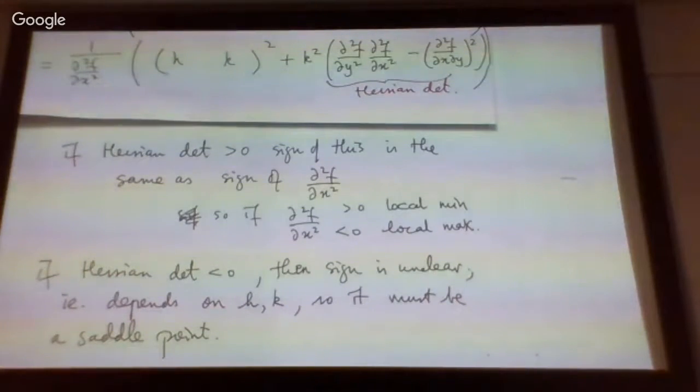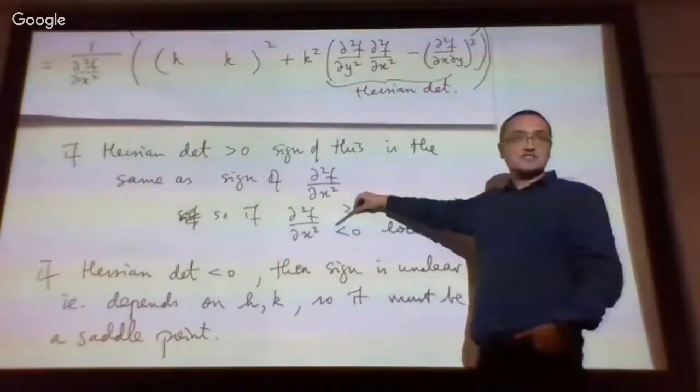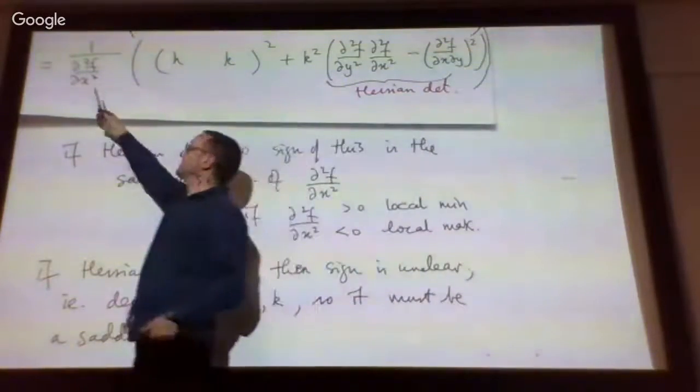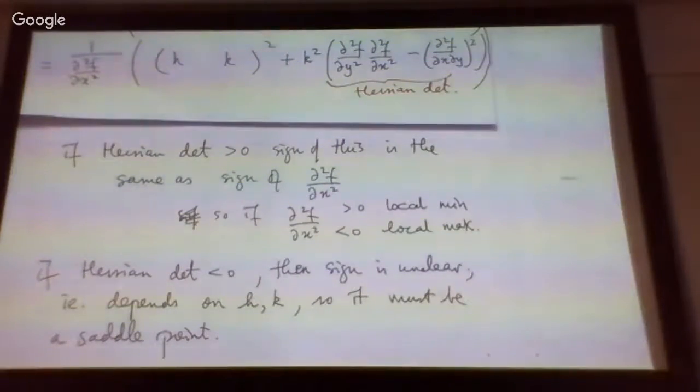Okay, so that goes a lot of the way towards proving that classification scheme. It's the main idea behind why the Hessian determinant has the significance that it has, why its sign controls the nature of the stationary point, and why, when the Hessian determinant is positive, we have to come and check the sign of this thing here. That's because the sign of the whole thing is going to be determined by the sign of this quantity over here.